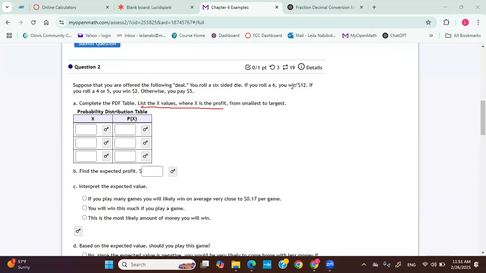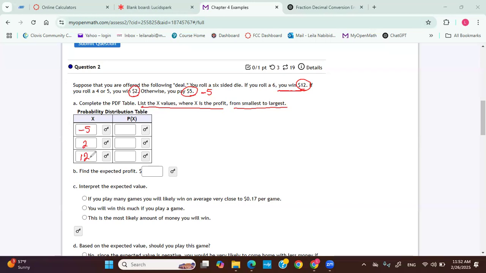If you roll a 6, you will win $12. So 12 is one of your X's. If you roll 4 or 5, you will win $2. That's a profit. And in other cases, you pay $5. Pay $5 means the profit is -5 because you just lose money. So these three values are the X values, the profit. And it tells you to order them from smallest to greatest, so make sure to put -5 first, and then 2, and then 12.